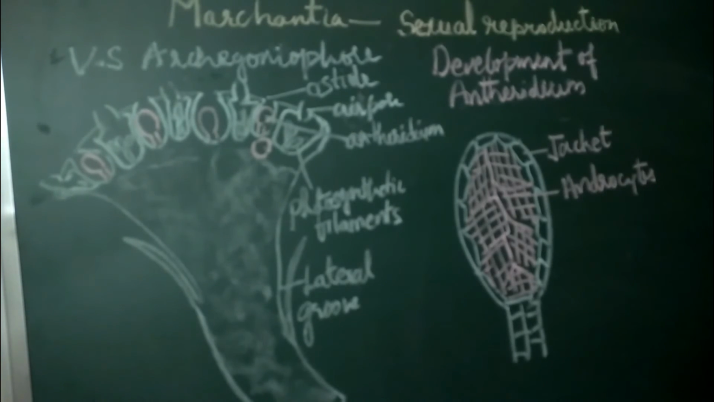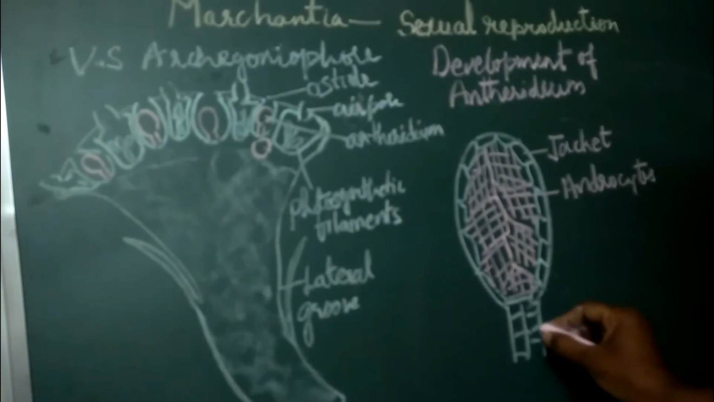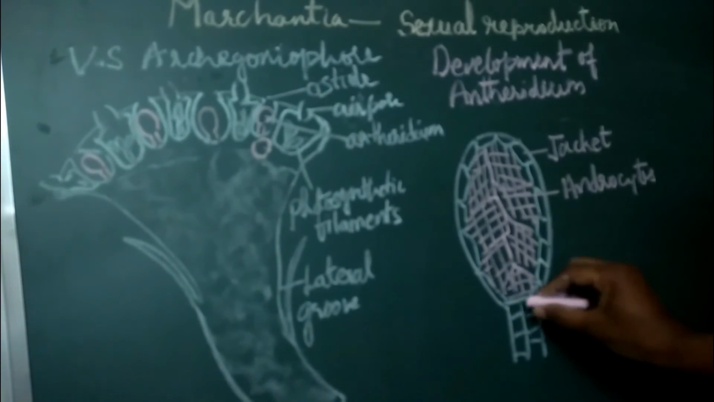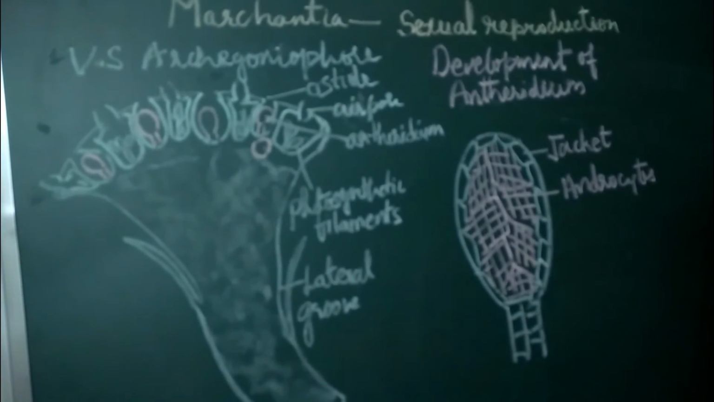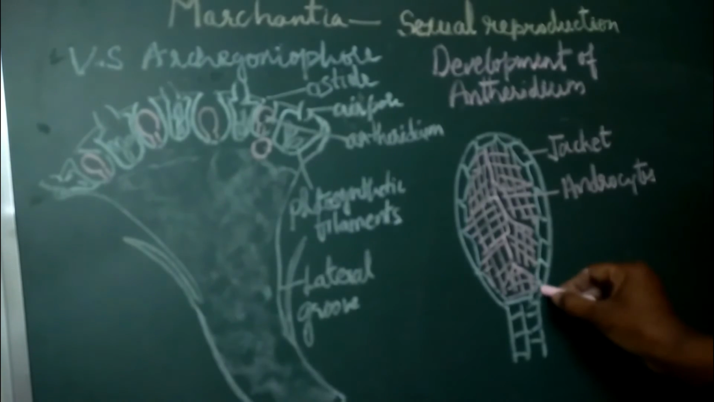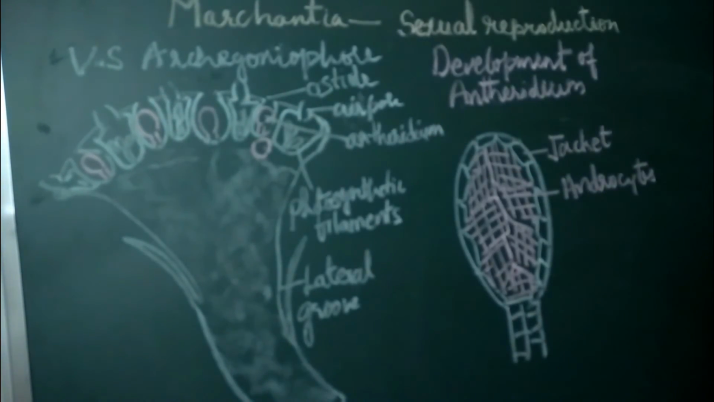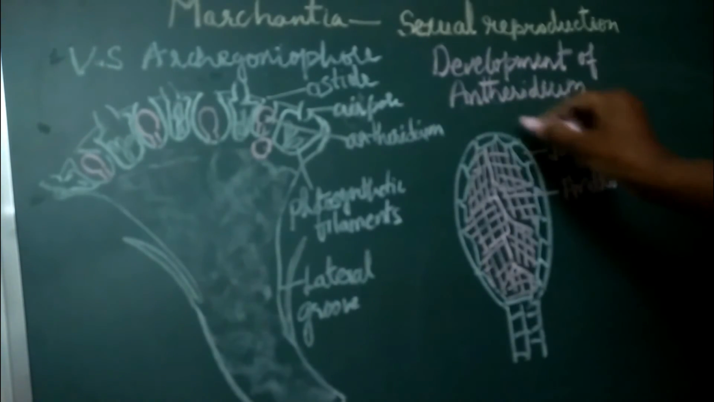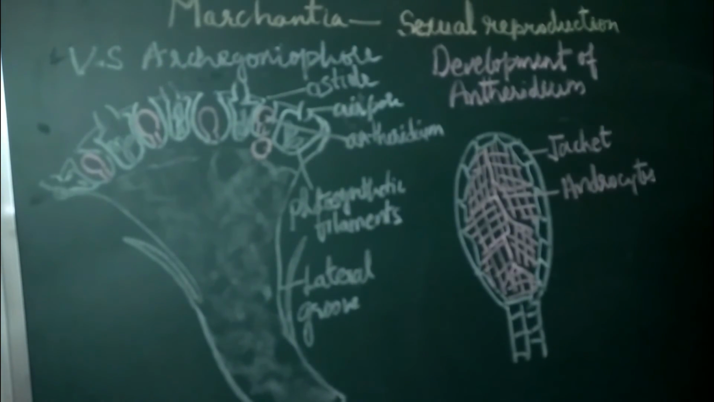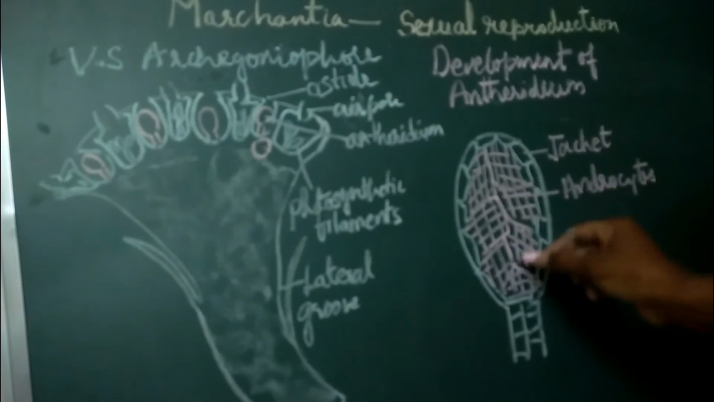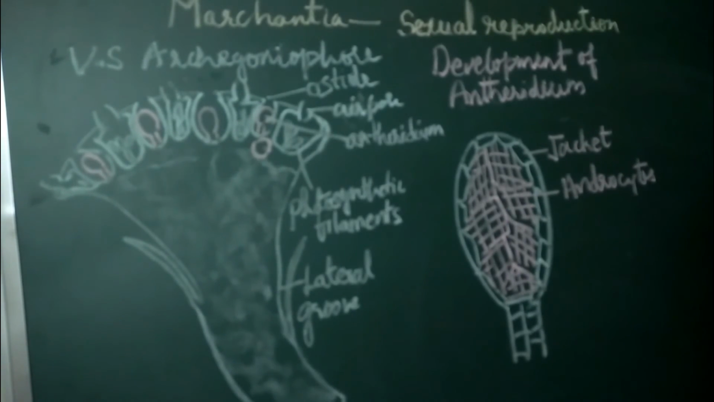A mature antheridium has a multicellular stalk and a globular or pear-shaped body. This is attached to the floor of the antheridial chamber. The body has a single-layered jacket which is sterile, enclosing a mass of cells called androcytes.